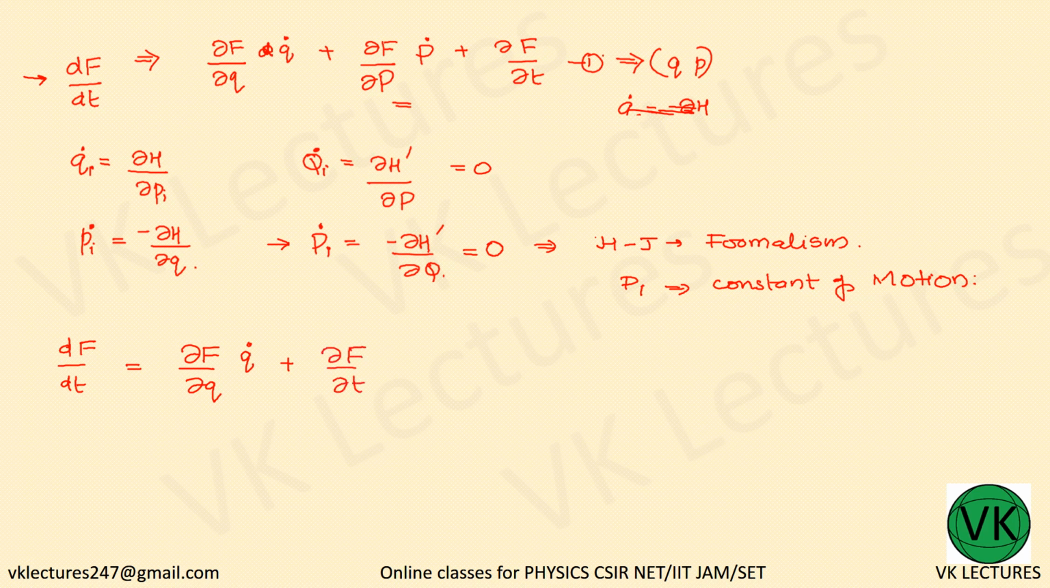Now ∂F/∂q is F with respect to q, which means we are going to find out what is not there in the generating function. The generating function is a function F of q, capital P and t. So q is there, and what is not present is small p. So what we write here is p, that is p q dot plus ∂F/∂t, and that is nothing but dF/dt.